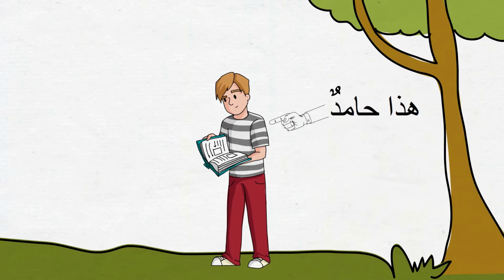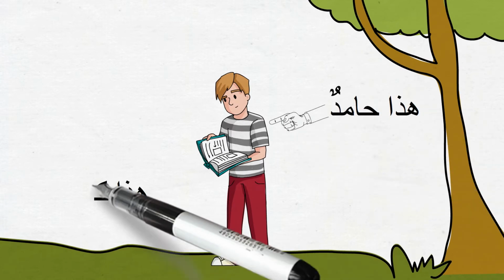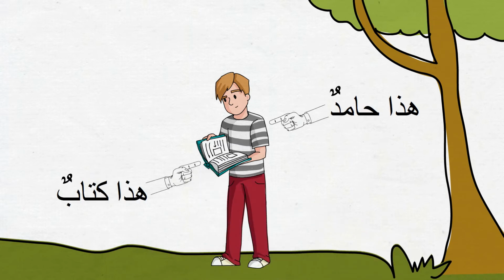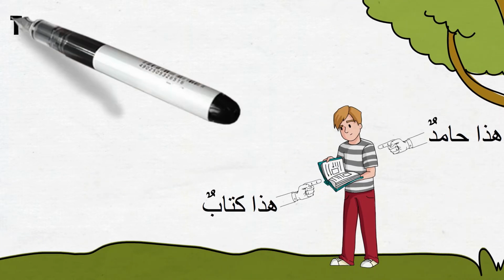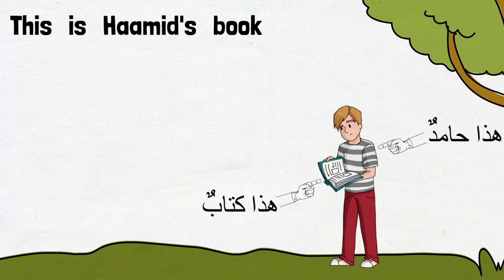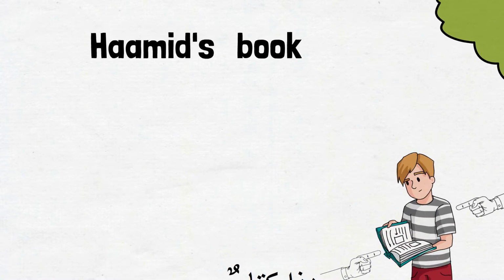هذا حامد. This is Hamid. هذا كتاب. This is a book. Now what if I want to say this is Hamid's book? How can I say it in Arabic? To build such a sentence, we first need to learn how to say Hamid's book or the book of Hamid. Let's try to build such a combination of two ism in Arabic.